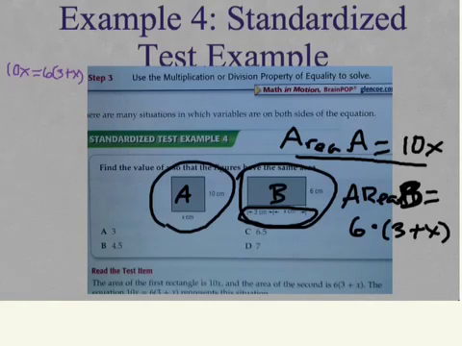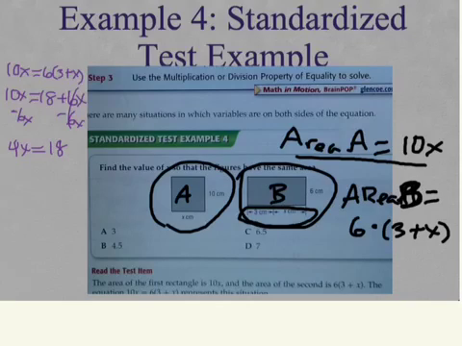So let's take a look at it. 10x is equal to 6 times the quantity of 3 plus x. That means that 10x, nothing to simplify over here, but I can simplify this side, using the distributive property, and that's going to give me 18 plus 6x. You guys can solve this in no time, right? We're going to subtract 6x on both sides. And that's going to go away. I get 4x is equal to 18.